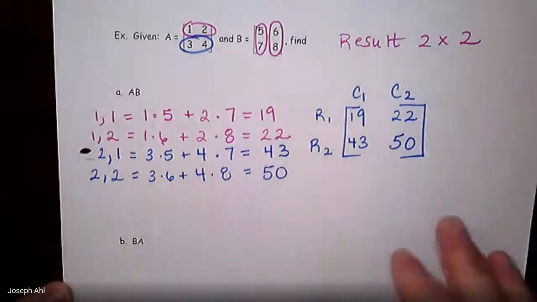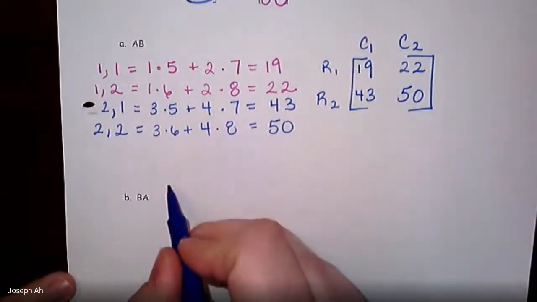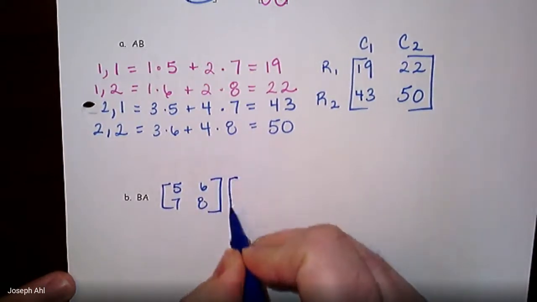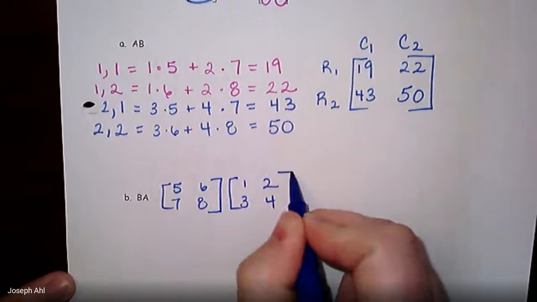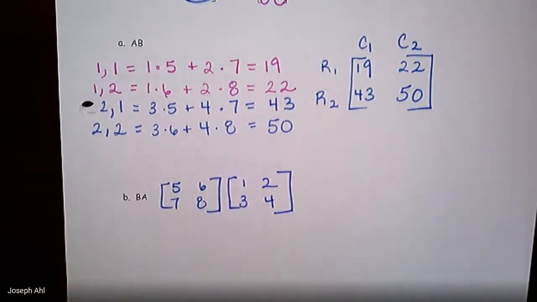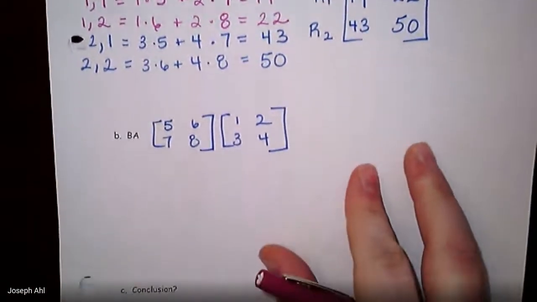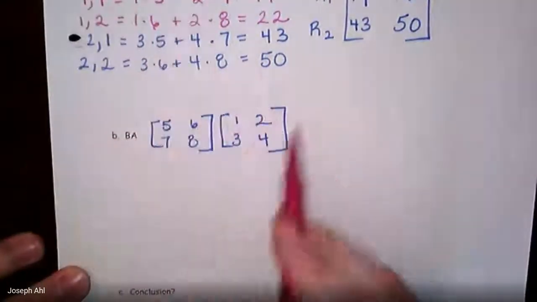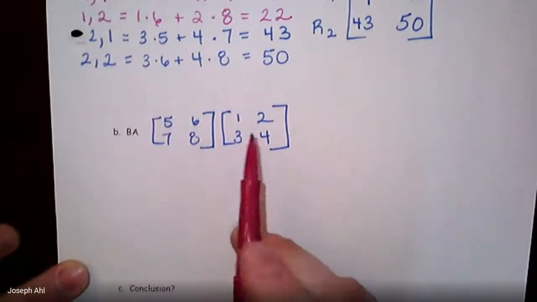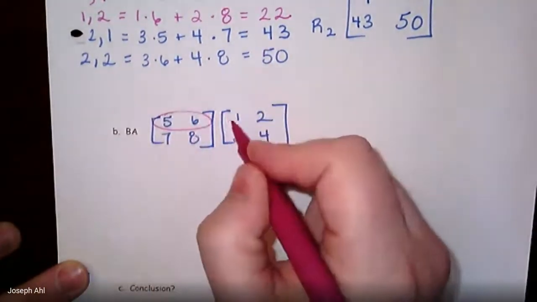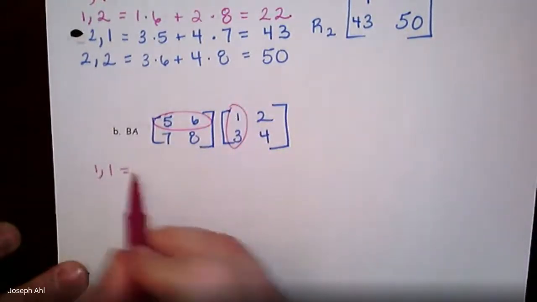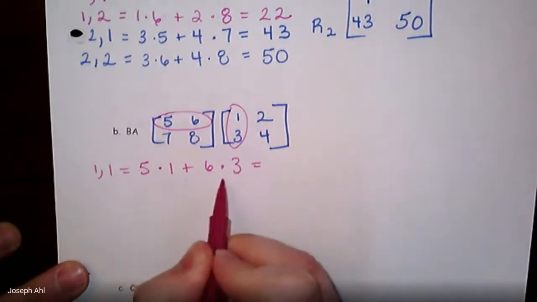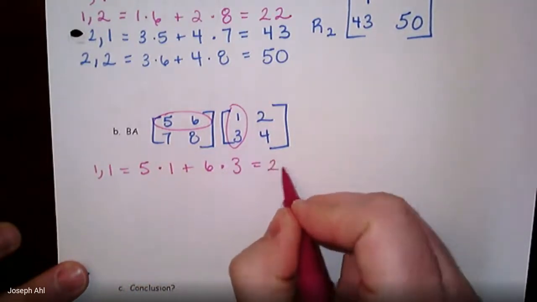Okay. To do matrix B times matrix A, you really have to be sure that you start with the 5, 6, 7, 8 matrix and then multiply it by the 1, 2, 3, 4 matrix. Because if you've caught on to what's happening here, this product may not be the same as the product of A times B. Sometimes reversing the order makes a product that's impossible. Let me just show you that first element again. Take the first row times the first column. That would be 5 times 1 plus 6 times 3. And then 5 plus 18 would be a total of 23.